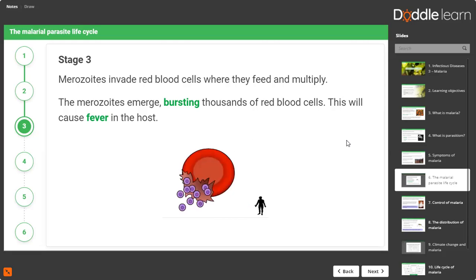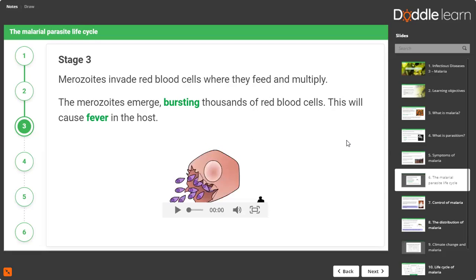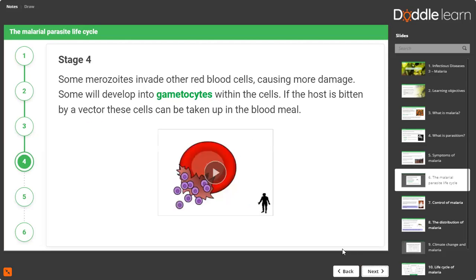Then they emerge, bursting through 1,000 red blood cells. So again, we've damaged liver cells, and now we've gone on and damaged red blood cells. And this will cause fever in the host. If the host starts to notice that they're not feeling well, if your red blood cells are being damaged, you're not going to be getting enough oxygen around your body, you're going to start feeling very unwell. And it is going to lead to anemia because you've got a reduction in red blood cells.